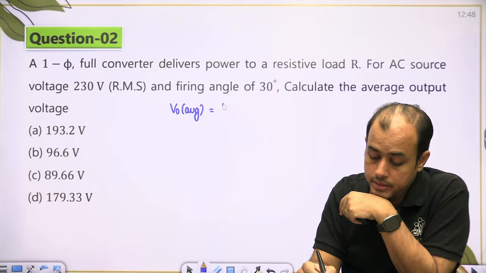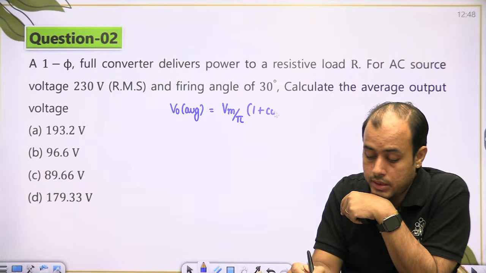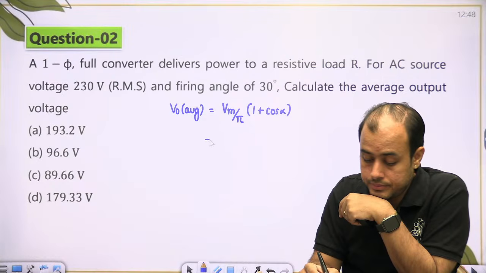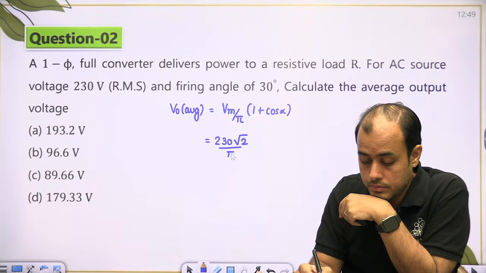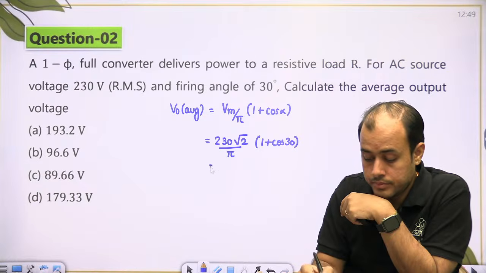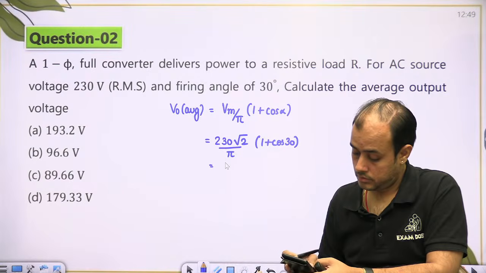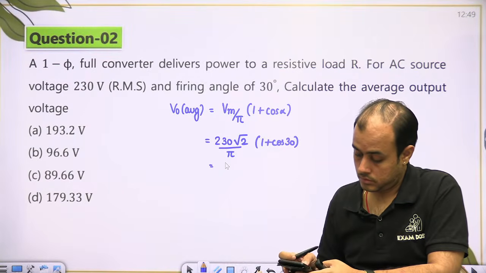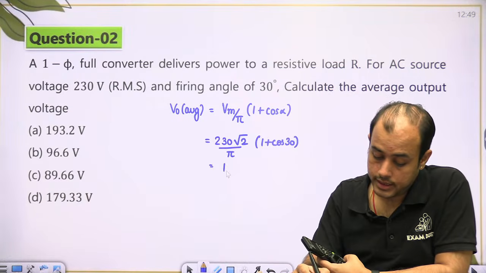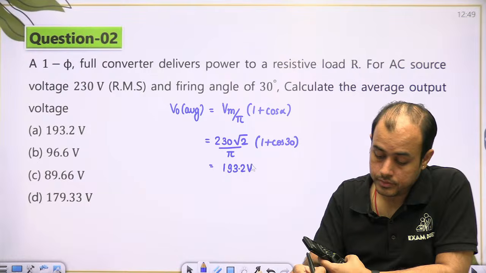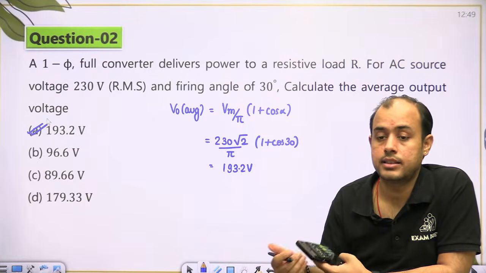Not average will be Vm by pi (1 plus cos alpha). 193 point. Very good, A answer.